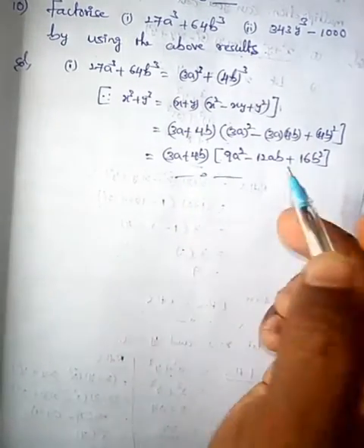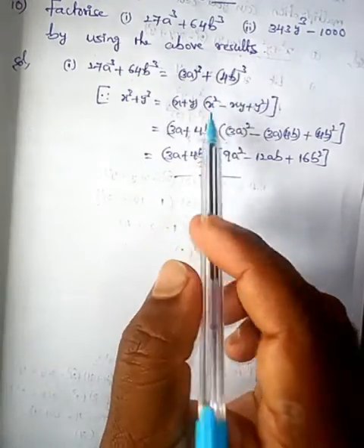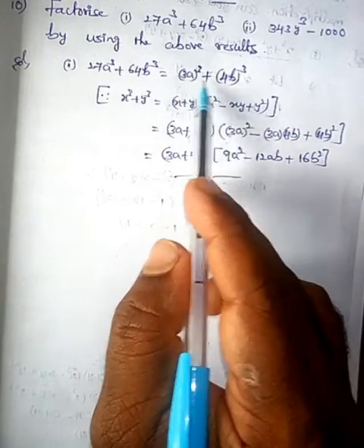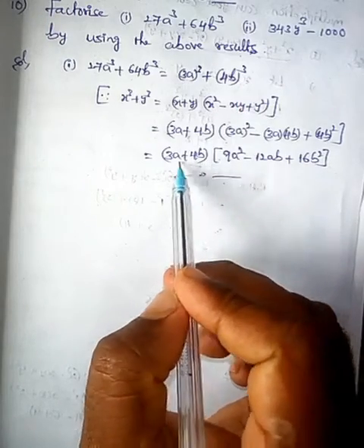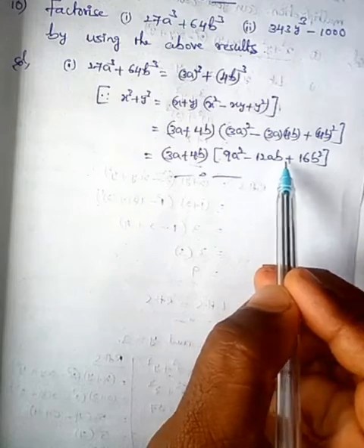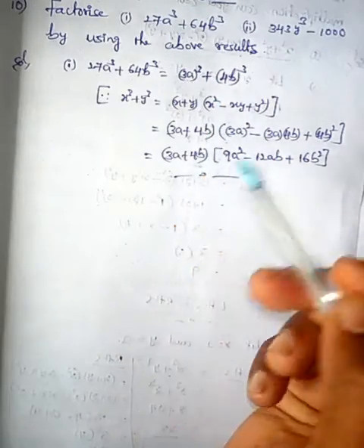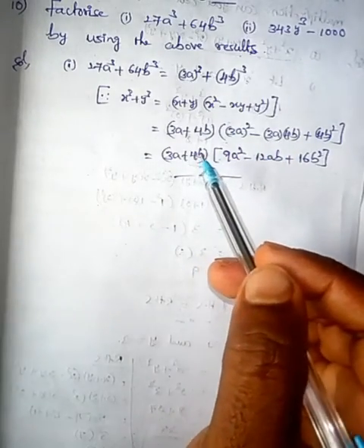So this is the factorization, because here we wrote this polynomial as a product of two polynomials, that is 3a plus 4b into 9a square minus 12ab plus 16b square. That's why our factorization is ready. Okay.